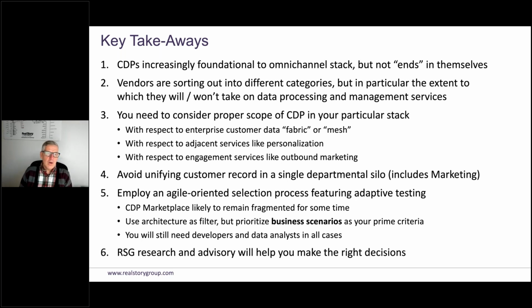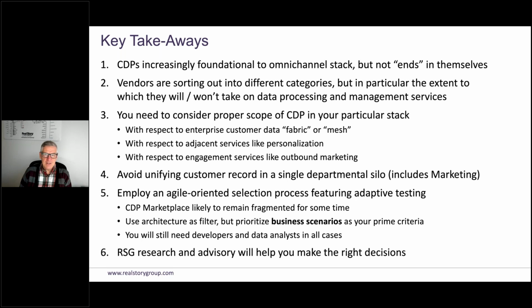You want to avoid having a unified customer record in a single departmental silo. So you don't want to be unifying customer records, for example, in your marketing automation platform. And I spoke to 2 clients today who are doing just that. It's causing a lot of issues because those platforms aren't really designed to do that. You definitely want to be doing unification at a lower level within your enterprise.